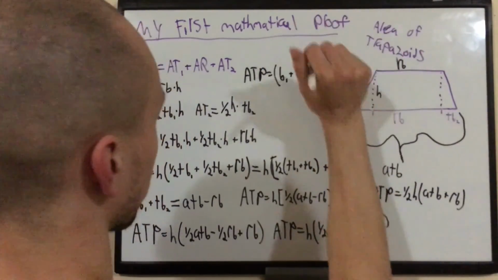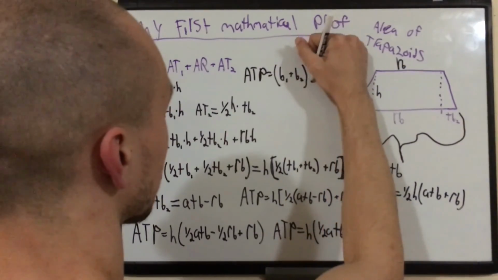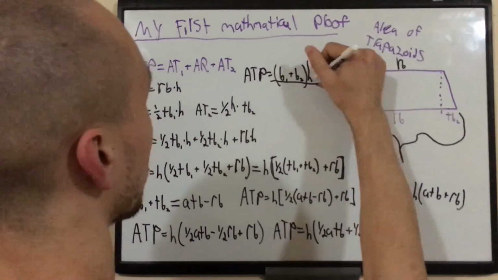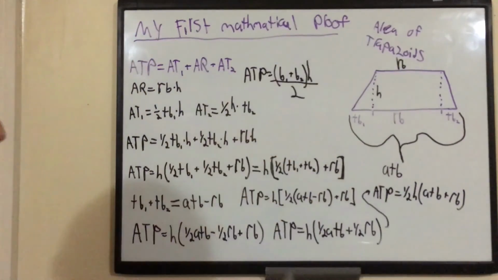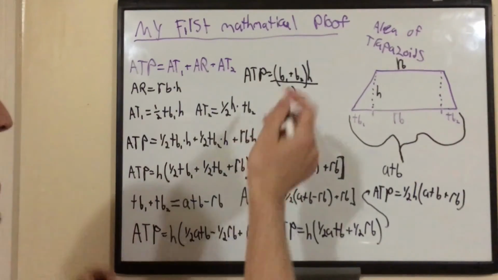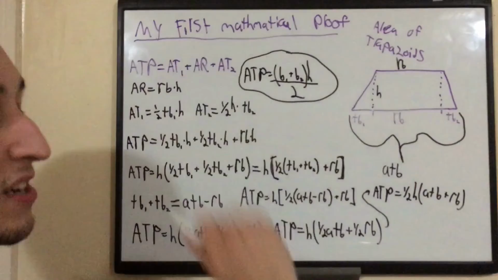Plus, I'm not erasing anything with my hand here, right? Plus B2, close parentheses, times H. Oh, we're going to make it nice. Over 2, all over 2. Or whatever over 2, doesn't matter. And that is our formula for the area of a trapezoid.